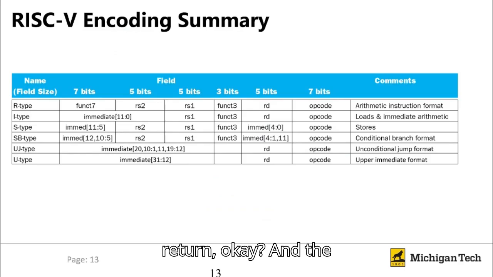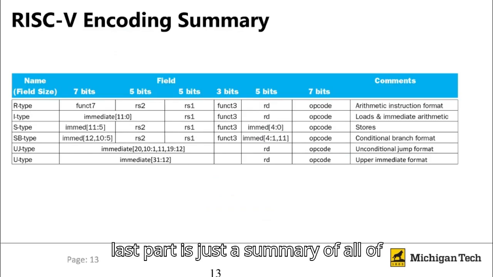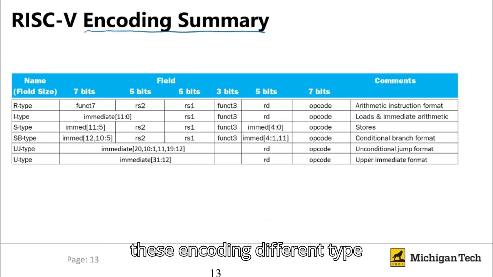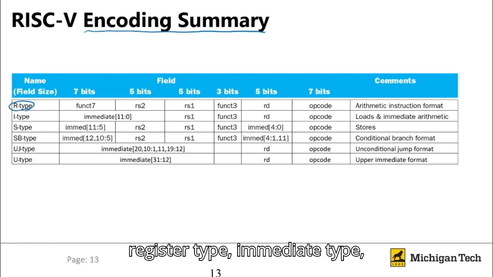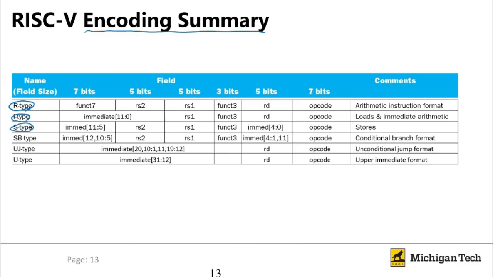Okay, and the last part is just a summary of all of this encoding of different types of instructions: register type, immediate type, store type, store and branch type, and different jumps. Okay.